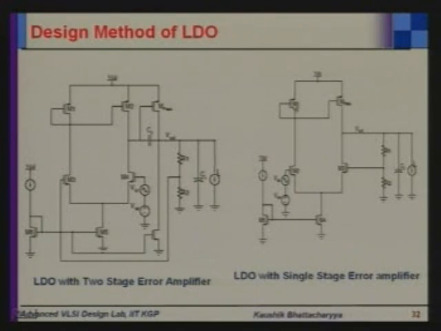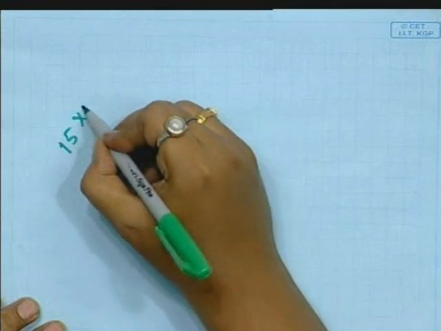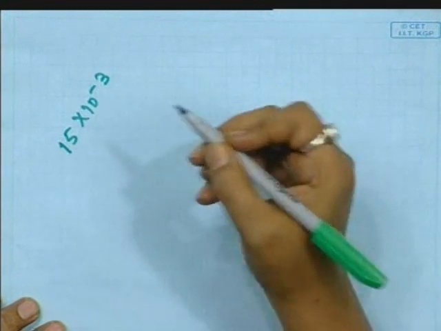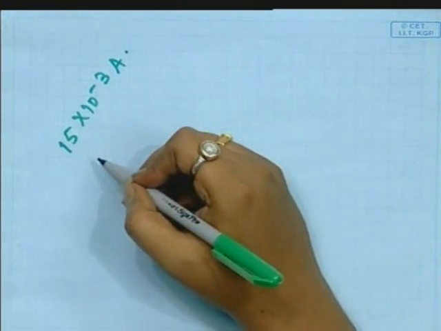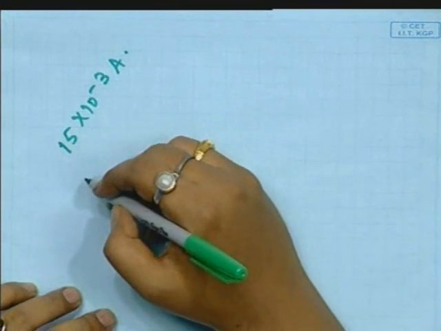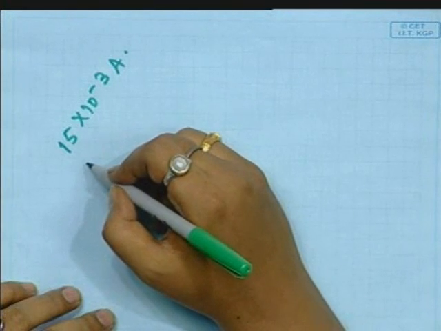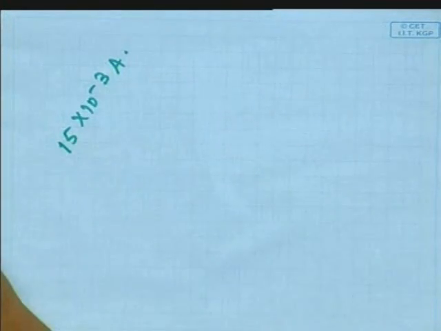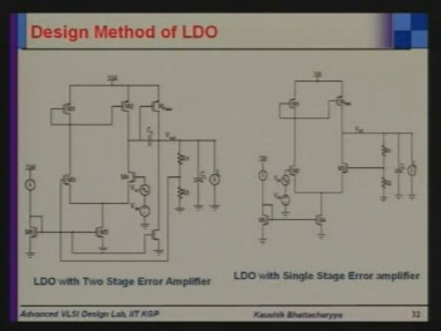So one of the load transistors can be used as a pass device. And what is the procedure of calculating the size of the pass device? Suppose 15 milliampere is the full load current, maximum load current, and your bias current is 30 microampere. That means in each side 15 microampere.